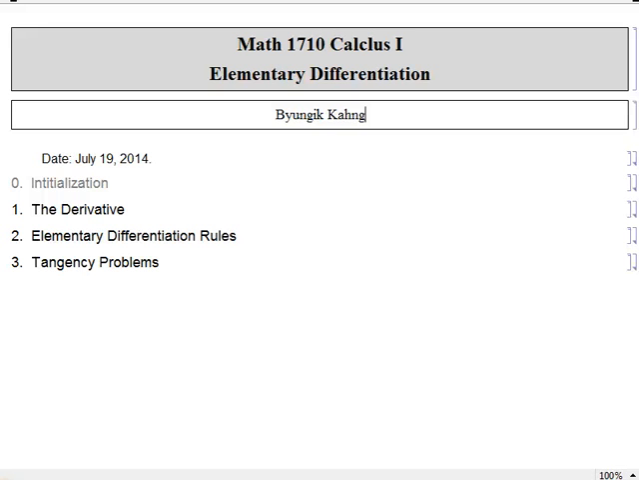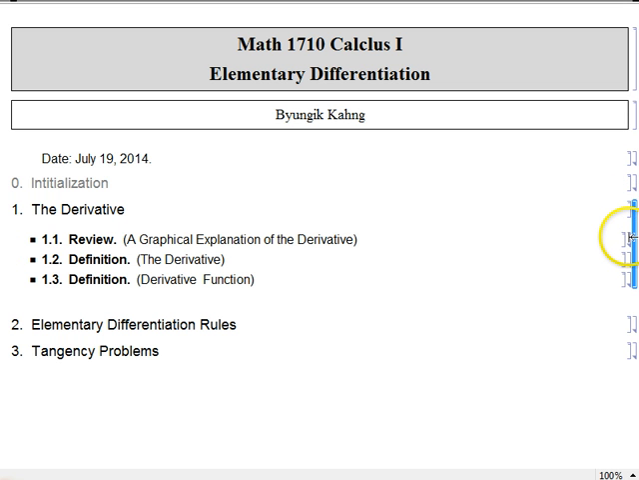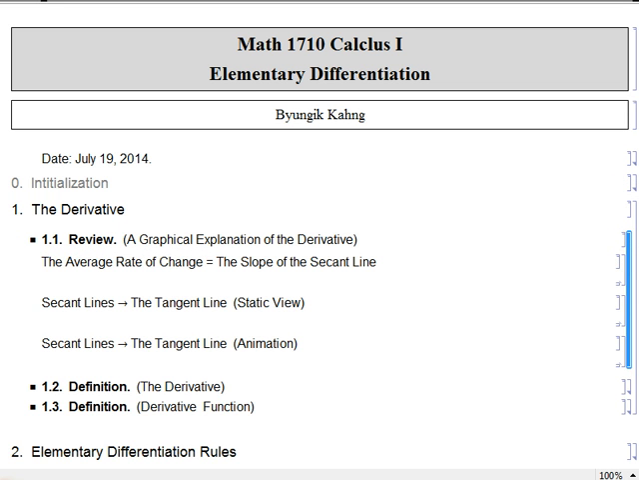And here's one. The first one deals with elementary differentiation, and I'm going to concentrate upon power functions, exponential functions, and a little bit of logarithmic functions. Let's review what a derivative is first. We're going to review as quickly as possible.